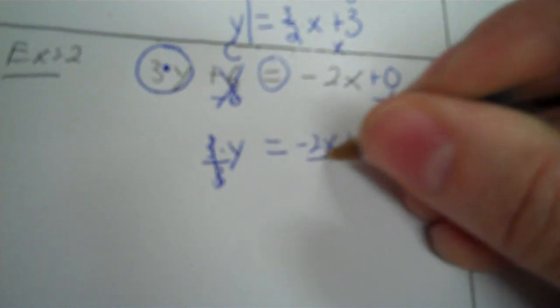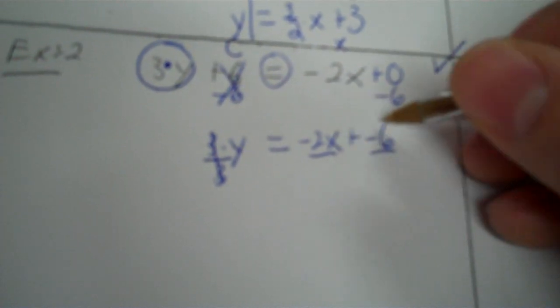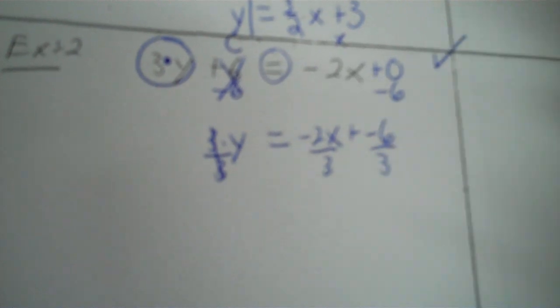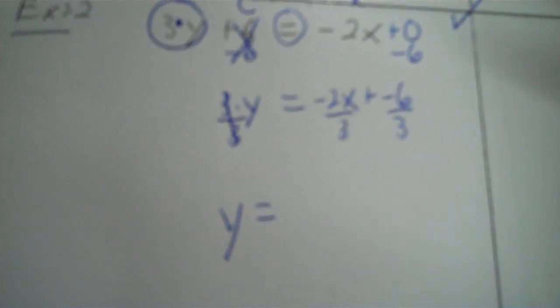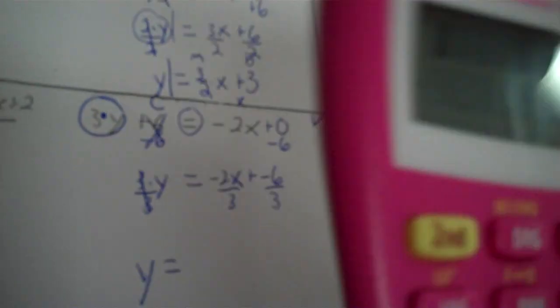Now I get rid of the times 3 with a division of 3. Both the terms, both the x term and the constant term, have to be divided by 3. So if you have 2 separate terms on that other side, each one has to be divided by 3. Now, negative 2 divided by 3, I put the x down.